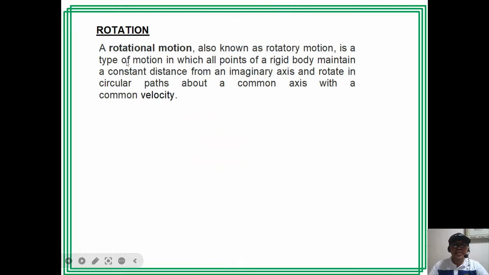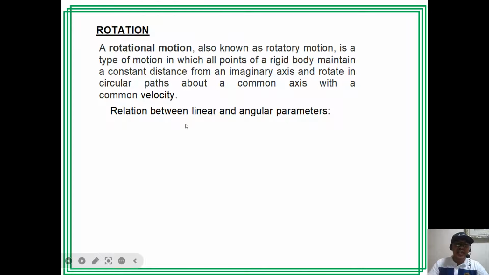Rotation, or what we call rotational motion, also known as rotatory motion, is a type of motion in which all points of a rigid body maintain a constant distance from an imaginary axis, which we call the center, and rotate in circular paths about a common axis with a common velocity.